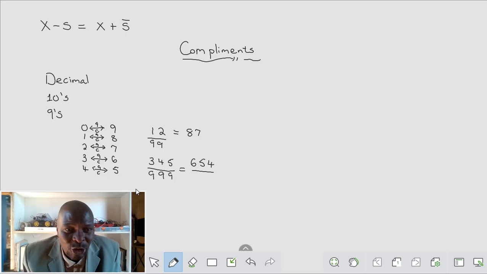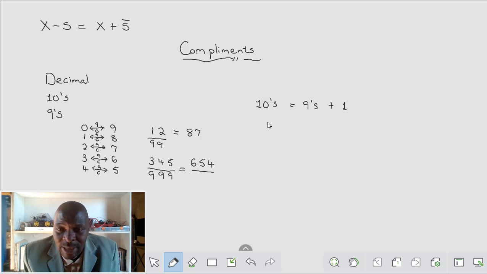All right, nines complement is very easy. Let's go and take tens complement. Tens complement is simply equal to nines complement plus 1. Okay, so what am I saying here?